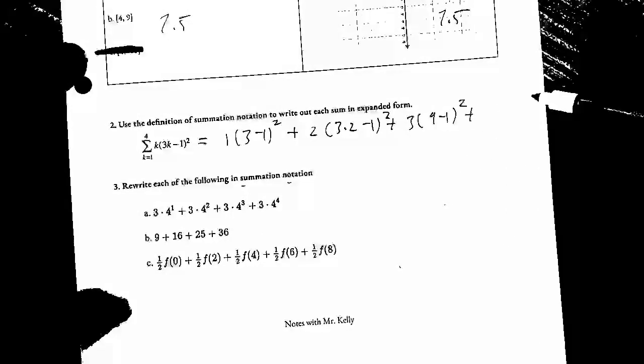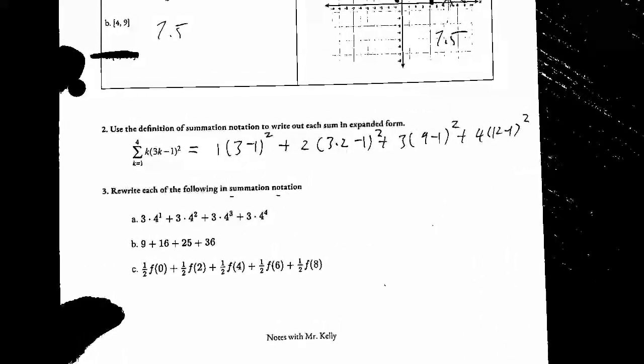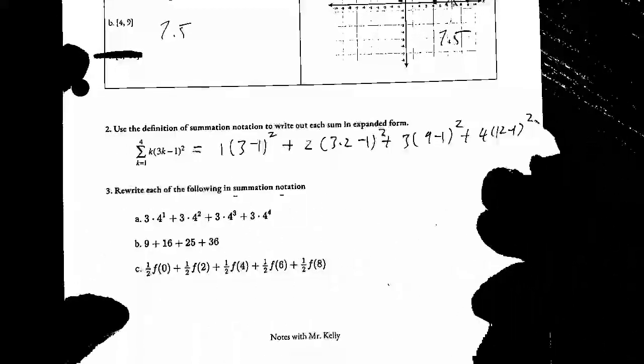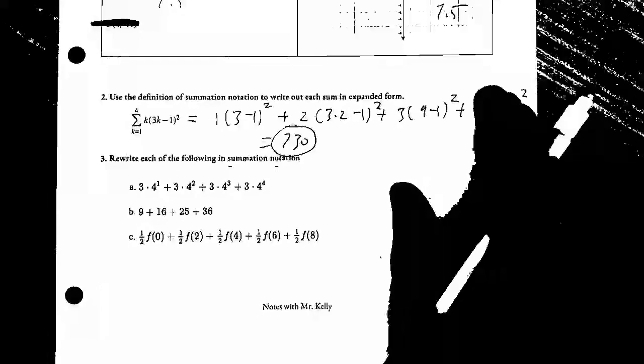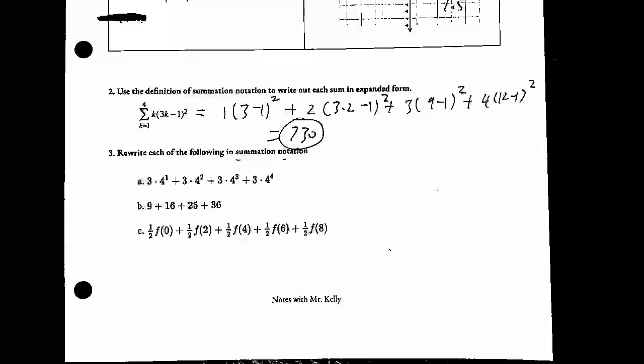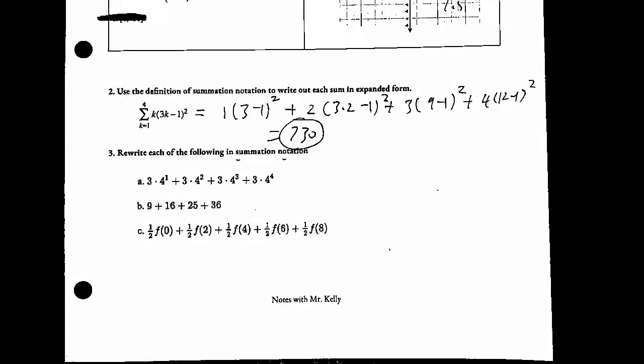Then plus, last one, 4. 4 times 12 minus 1 squared. And do I go any further? No, because 4 is my end. This altogether, I believe, is 730. Did anybody do it? 730. Okay. The bottom three here are rewriting a summation expansion in summation form.